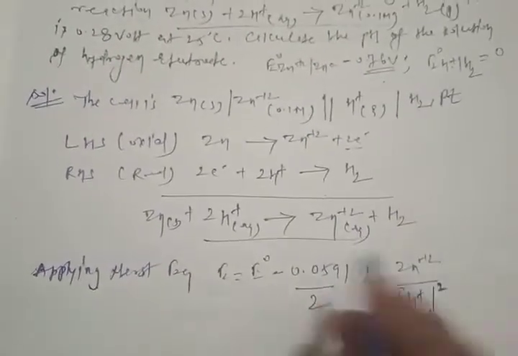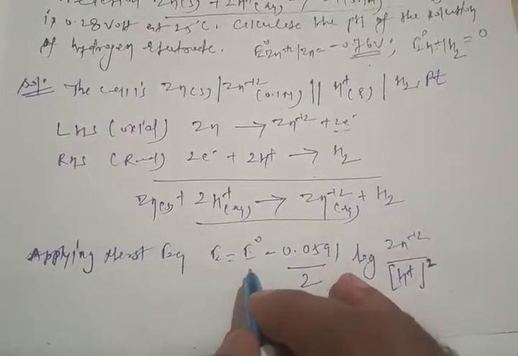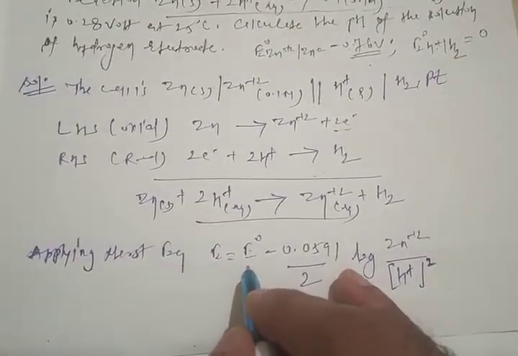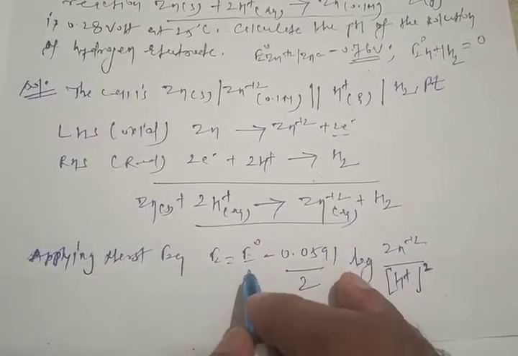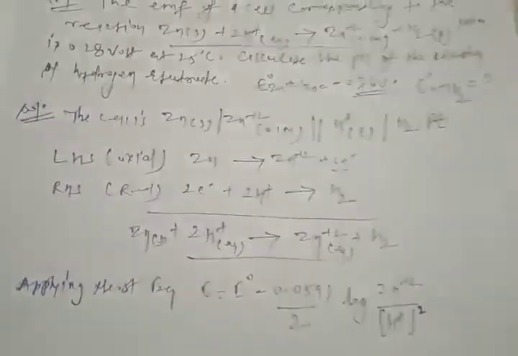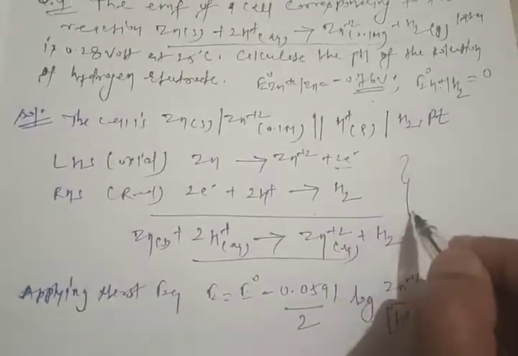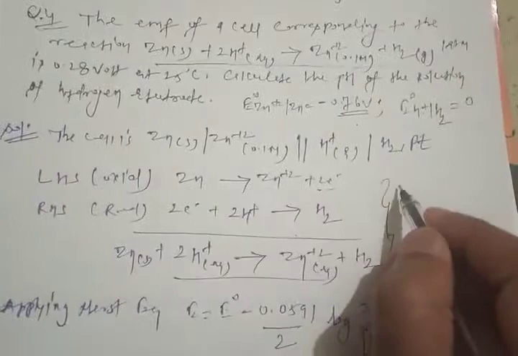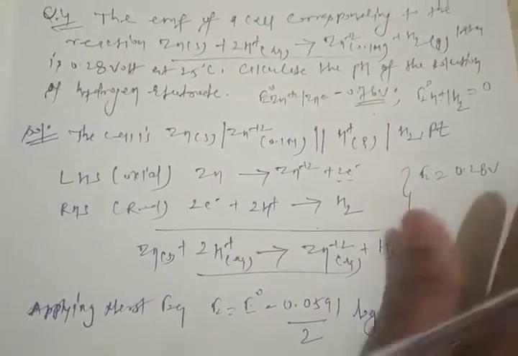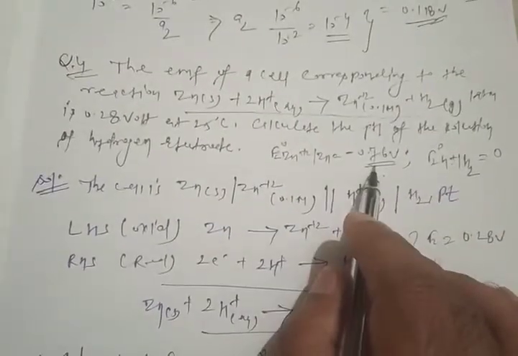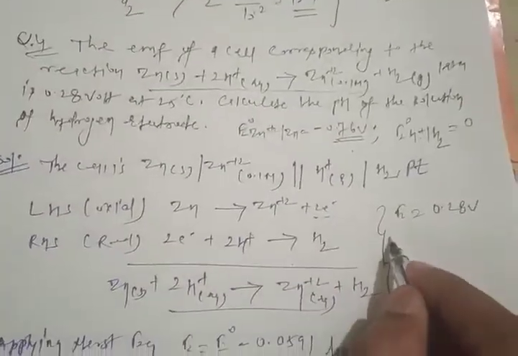Okay, this value we have to find out also, because this is not a value 0. This you have given, I'm writing here, this E you have given here, it is 0.28. Okay, and this value you have given. So we'll find out the value of E cell first.